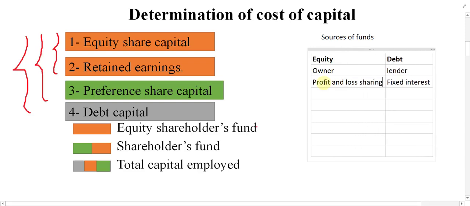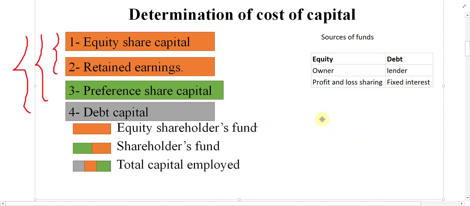They go for profit and loss sharing. If the business makes profit, they receive profit. If the business suffers loss, they will bear a loss, right? So these are the points that you can note. These people participate in the management, but of course, lenders cannot participate in the management itself, right? So these are the differences regarding the two sources of fund.